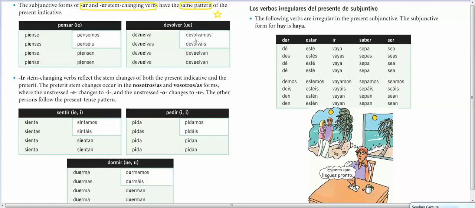Okay, so what that means, if you remember in the present tense when we change stem changers, the stem change happened everywhere but nosotros and vosotros. Okay, and so that's going to be the same scenario, same stem change when we're doing the present subjunctive. So let's deal with these AR and ER stem changers before we look at our IR verbs.